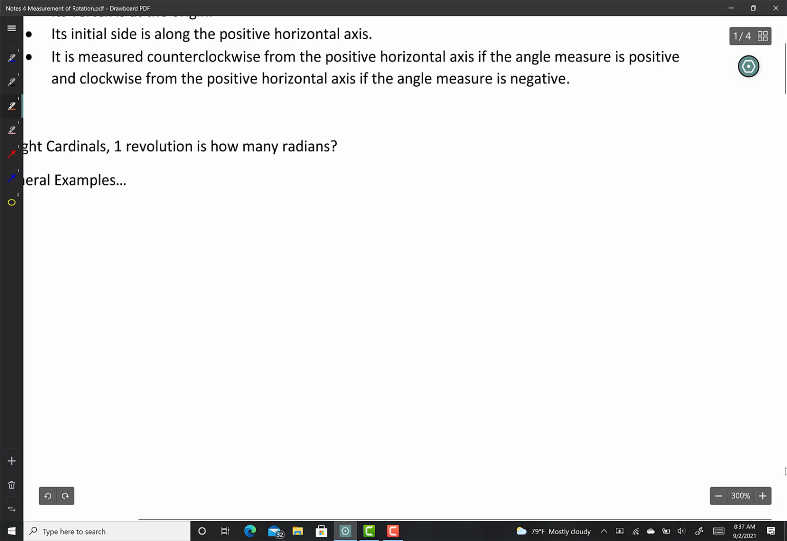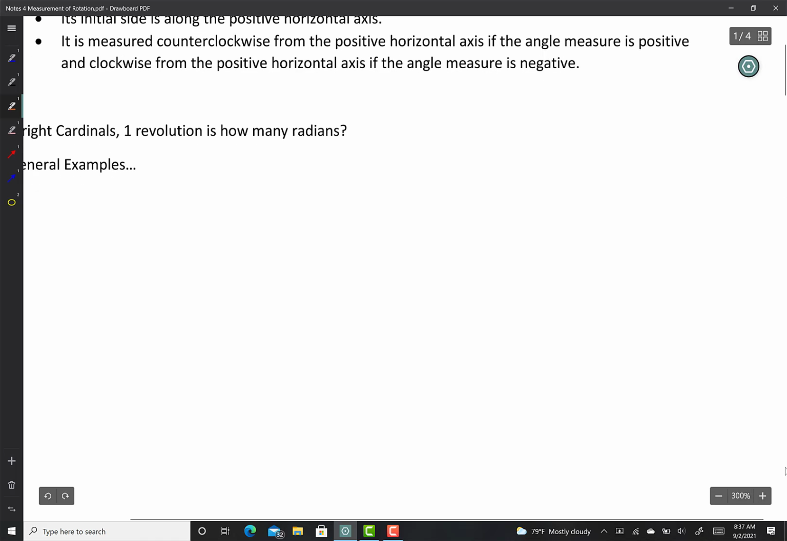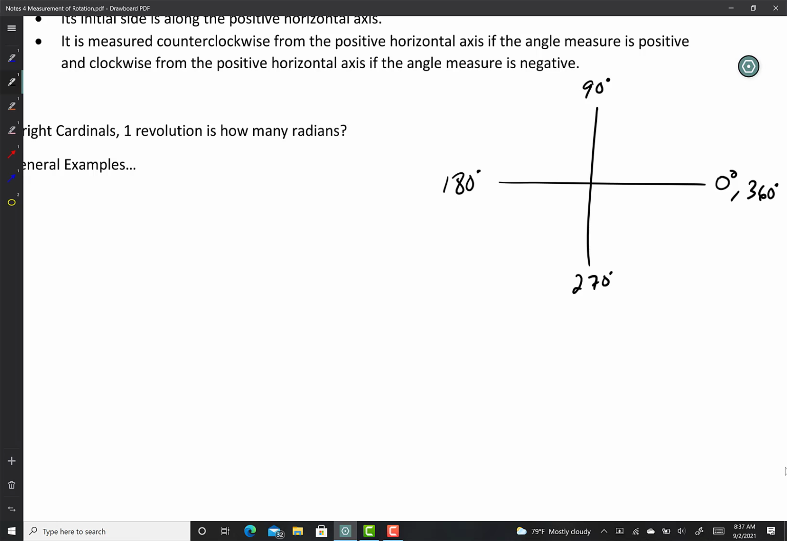So since you know that one revolution is 360, that means I can label my grid or my axis like so. This is 0 degrees. Remember, this is 90 degrees because it's a quarter of one revolution. Then this has to be 180 degrees. This has to be 270. And then once I do a full revolution, I am at 360.